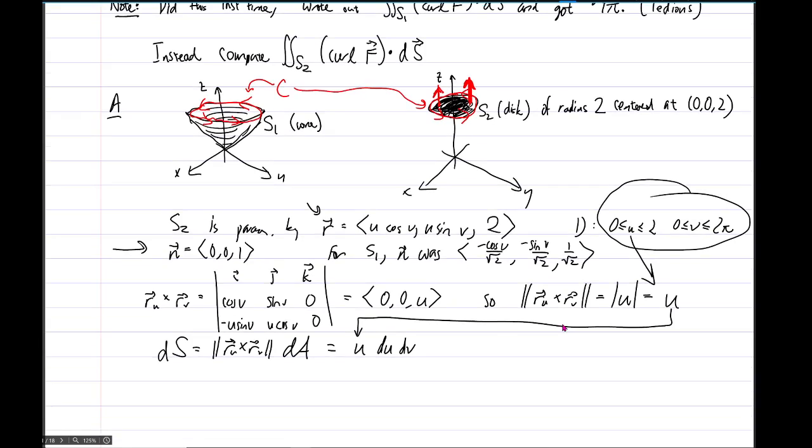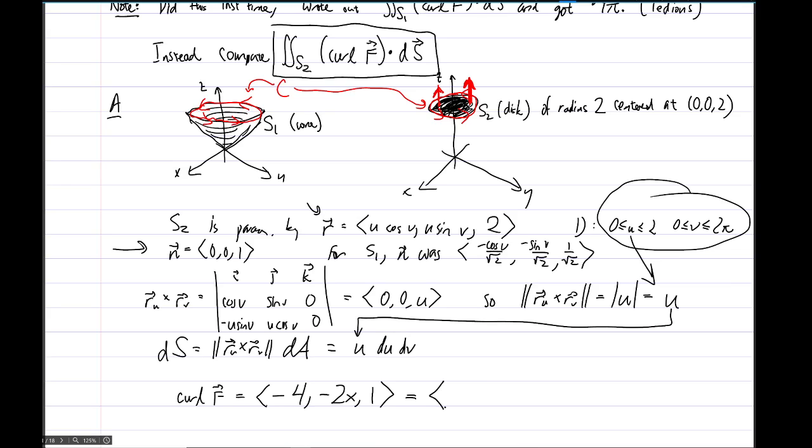Okay, we're also going to need the curl of the vector field we were given, and that we'll just compute offline here. It should be negative 4, comma negative 2x, comma 1. Since we are going to be setting up an integral with u and v as variables, we should write the curl of F in terms of u and v. So negative 4, comma negative 2, and the x that's here gets replaced with u cosine v from our parameterization: u cosine v, comma, and then there's a 1.